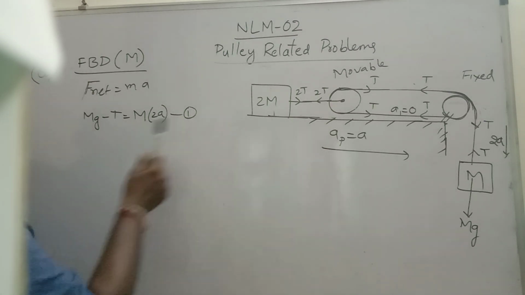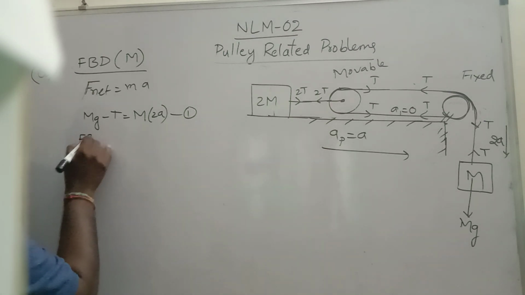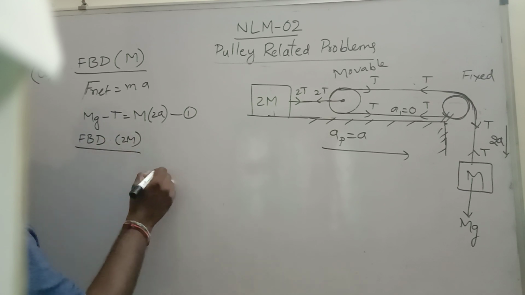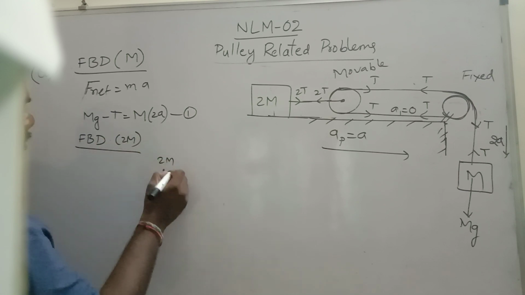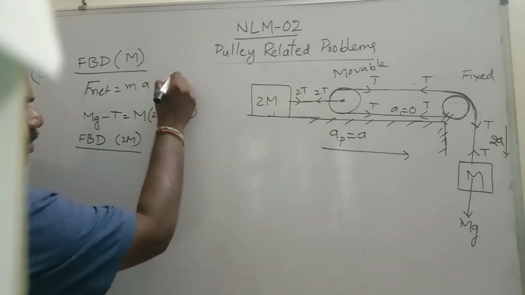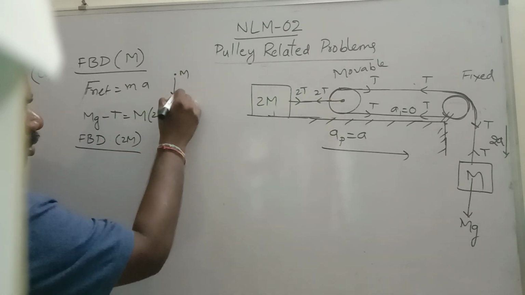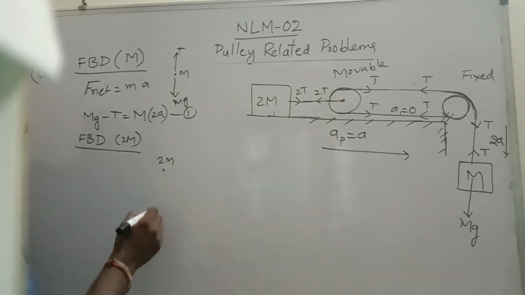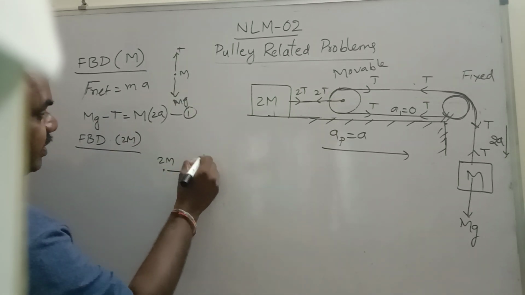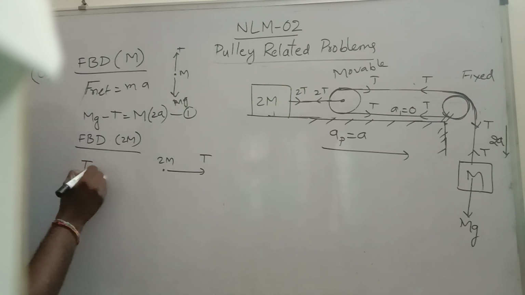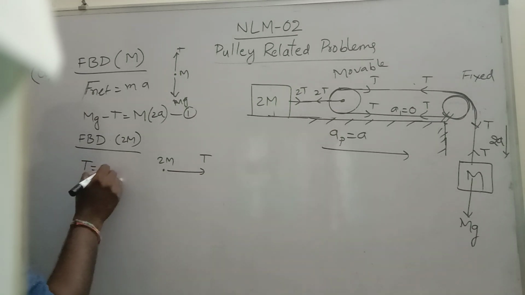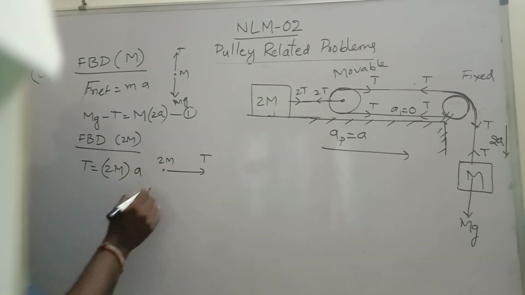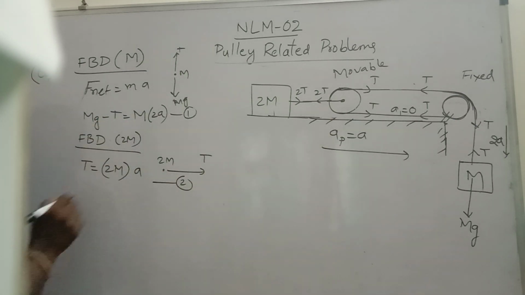Now the free body diagram of 2M. This is 2M. Here is the capital M with mg downwards and T upwards. For 2M, tension is in this direction. F is equal to ma. T is equal to 2M into A, since the acceleration of the pulley is A. This is equation number 2. Solve these two, you will get the answer.